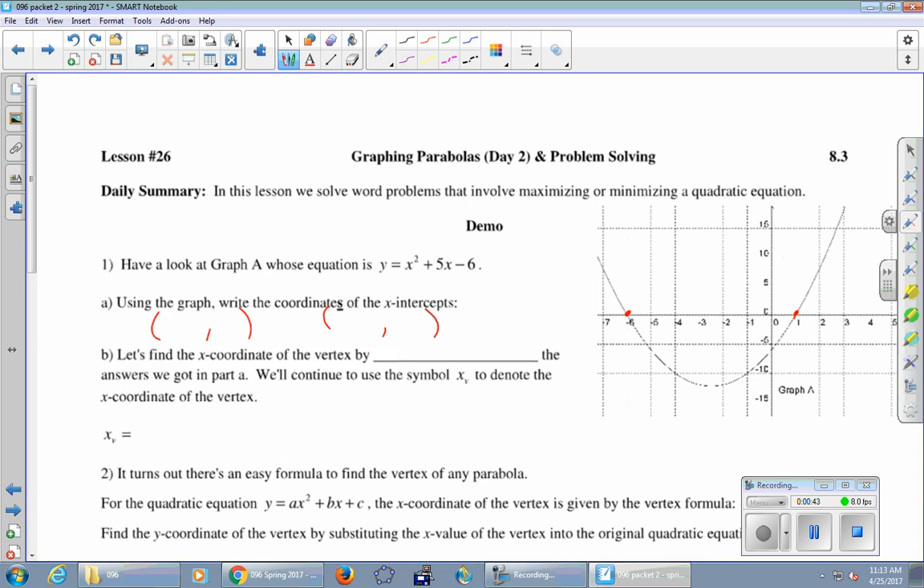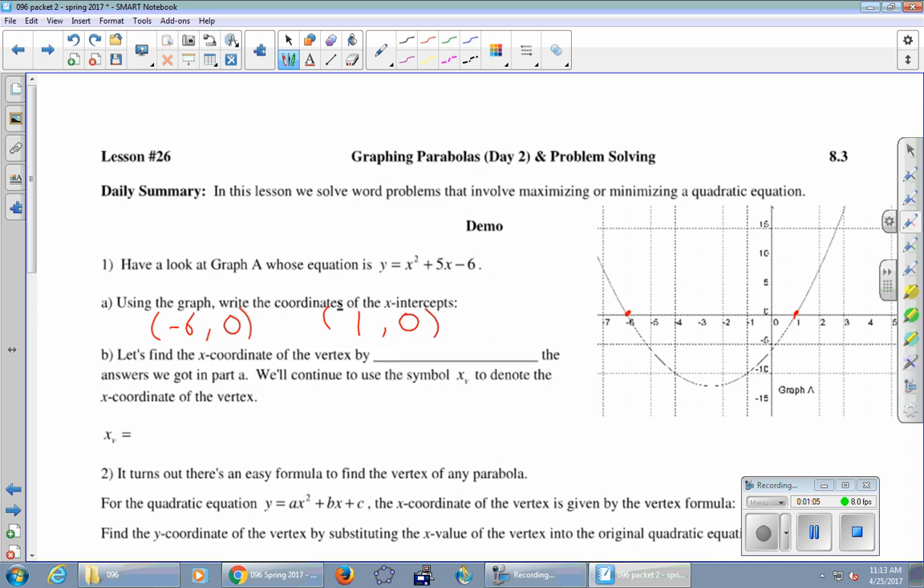What's the left-hand point? (-6, 0) is good. And then it looks like the other one is (1, 0). Okay. And so our old technique, once we found those two numbers, if we wanted to find the vertex, we would say, hey, the vertex is smack dab in the middle of those two x-intercepts.